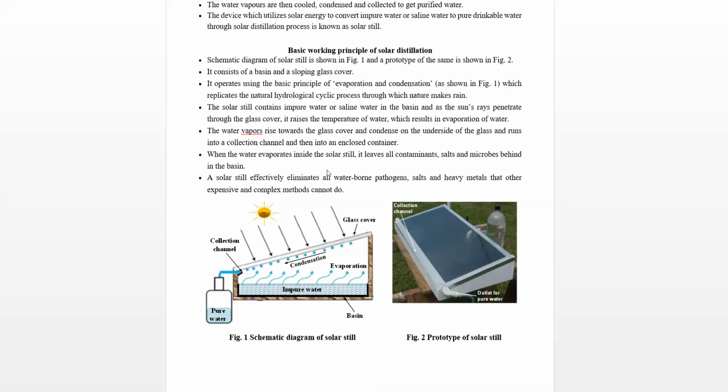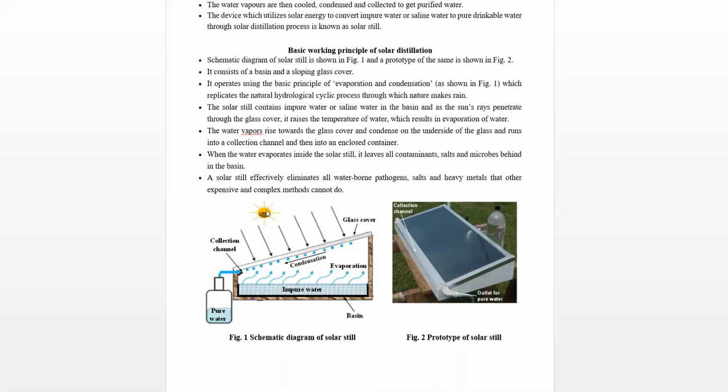So this is how water moves from earth to atmosphere through the evaporation process, and then condensation takes place high in the sky, and the condensed water that you get high in the sky is the pure water, right? Exactly in a similar way, the evaporation and condensation principle is used in a solar still, right? So here you can see that. Let me explain with the help of this figure. This basin has impure water or contaminated water.